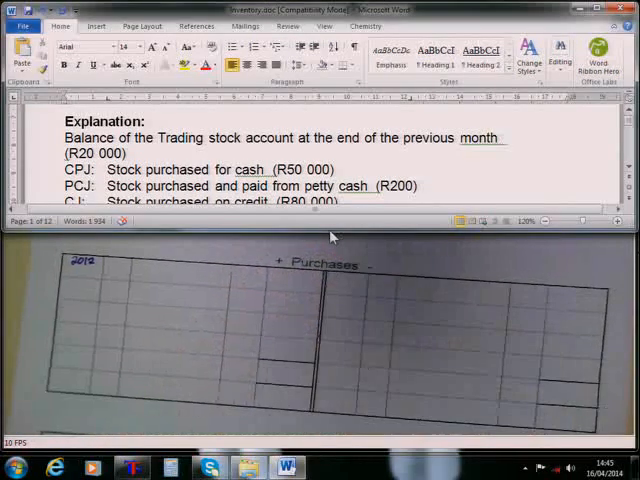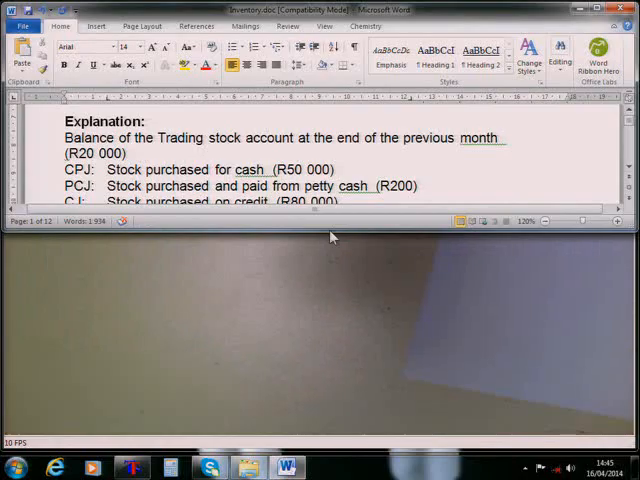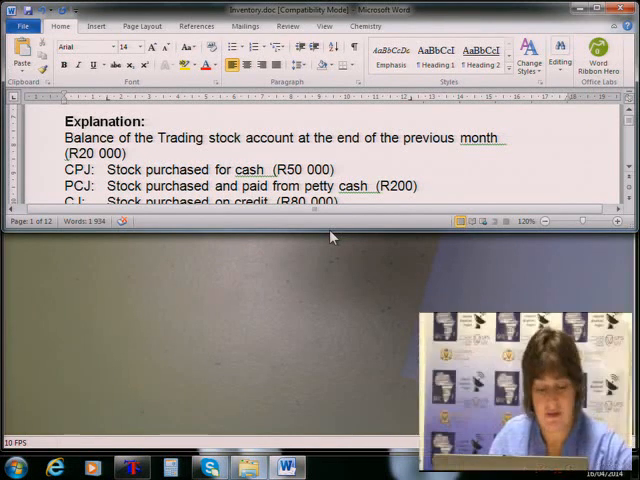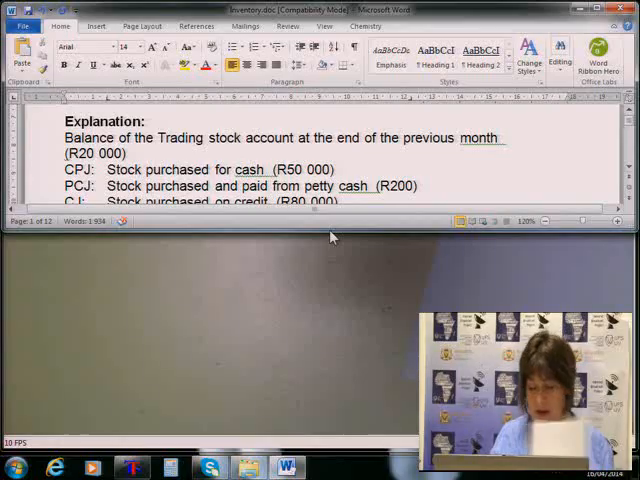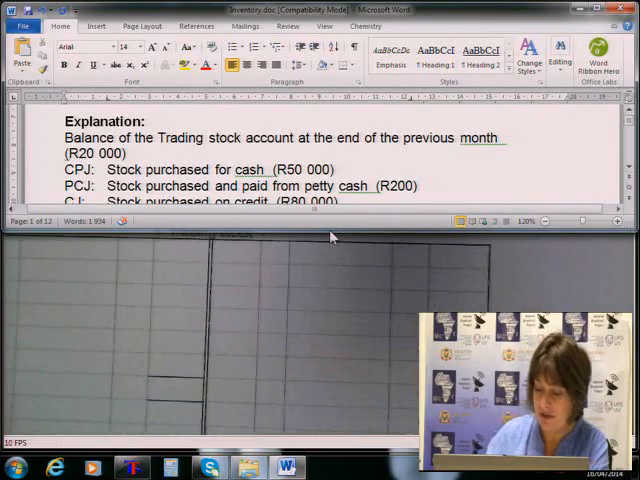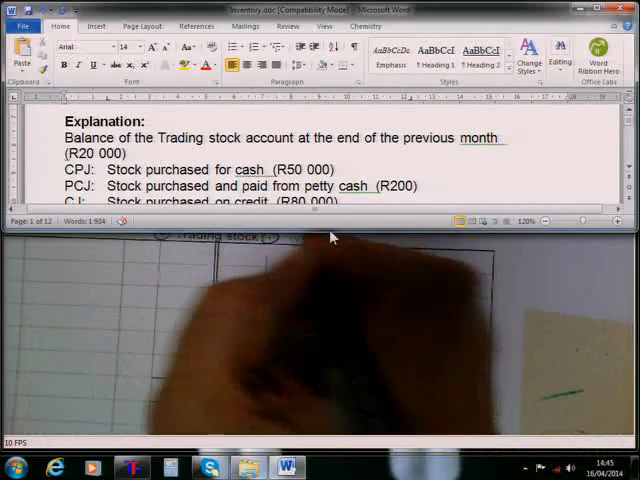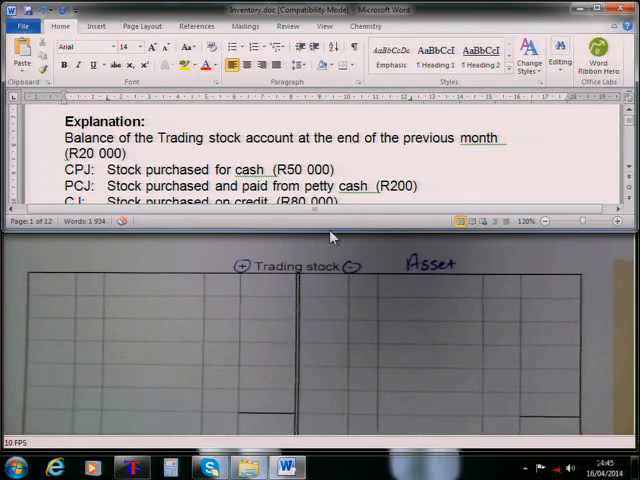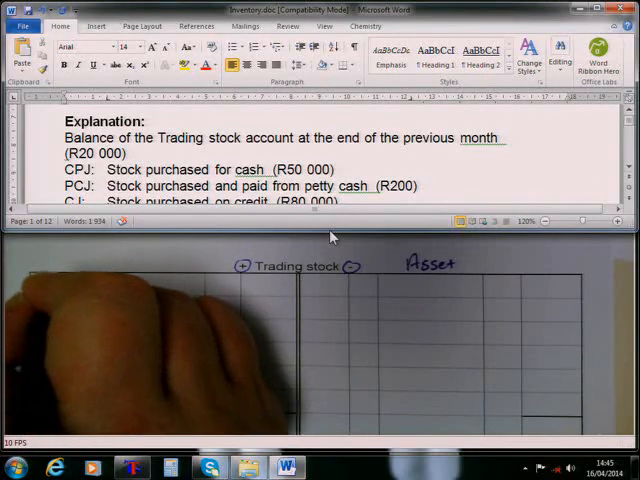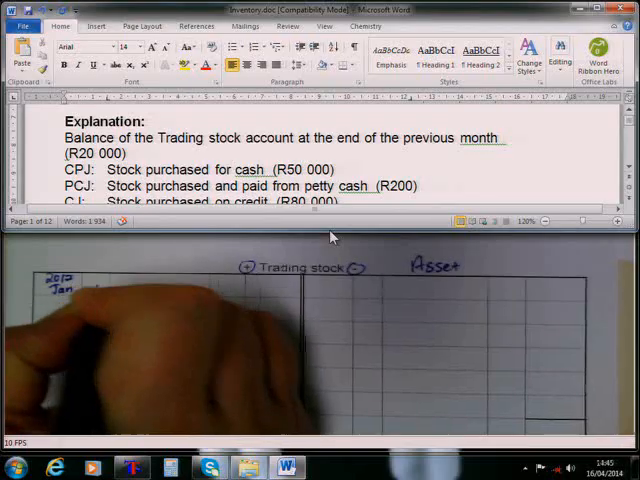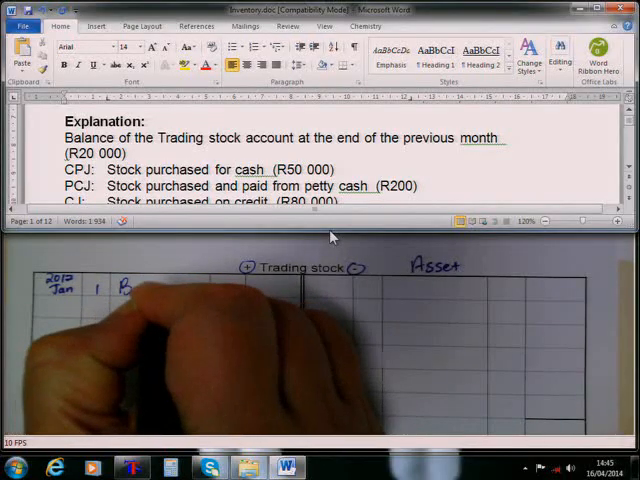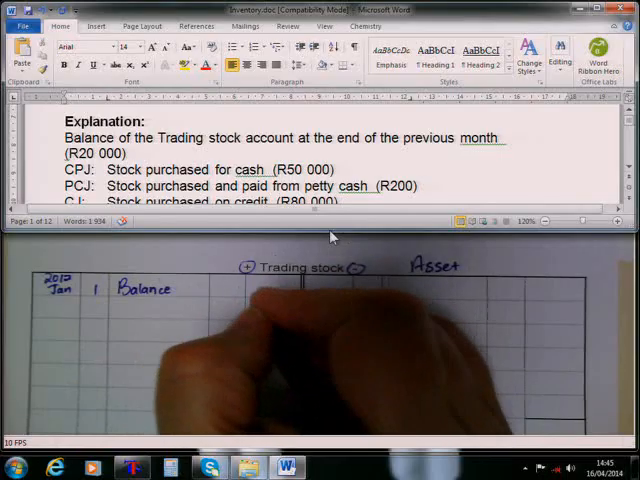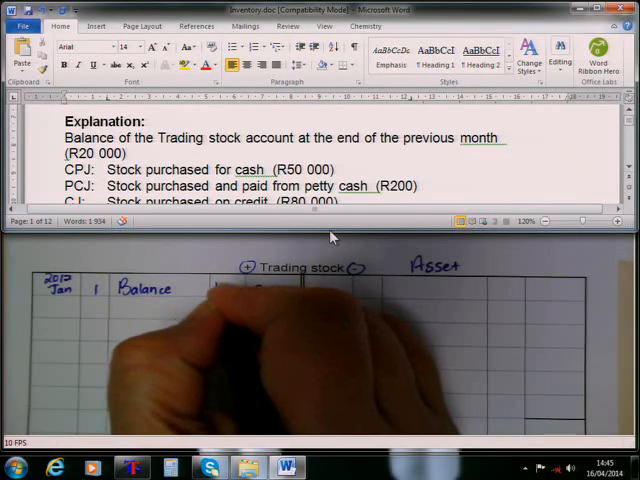Sorry, that is exactly the wrong paper. This is the one that I need. Trading stock, the perpetual system. And there is my trading stock. Remember that trading stock is a plus minus, and this is an asset for the business. Okay, I'm going to start with 2012, January the 1st. I put the balance in there because they mentioned that the balance was 20,000 Rand, and that is brought down.